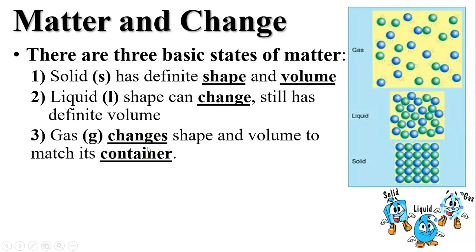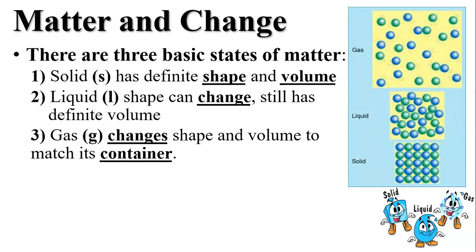There are 3 basic states of matter that we're going to talk about. We talk about solids in that they have a definite shape and a definite volume. So if you think about a desk or a book, that has a definite shape and a definite volume, and that doesn't change. Liquids, their shape can change, but their volume stays the same.